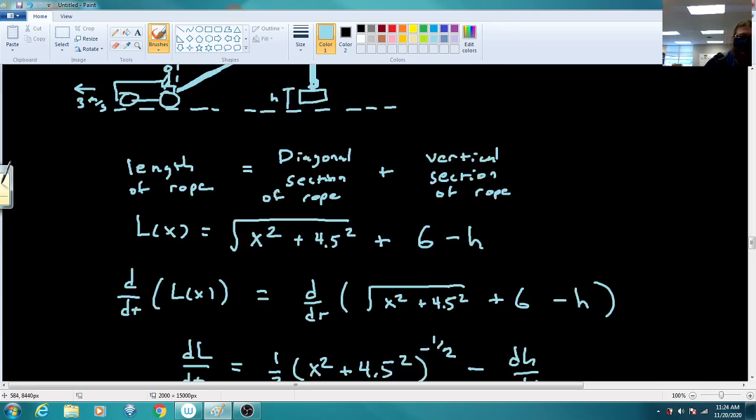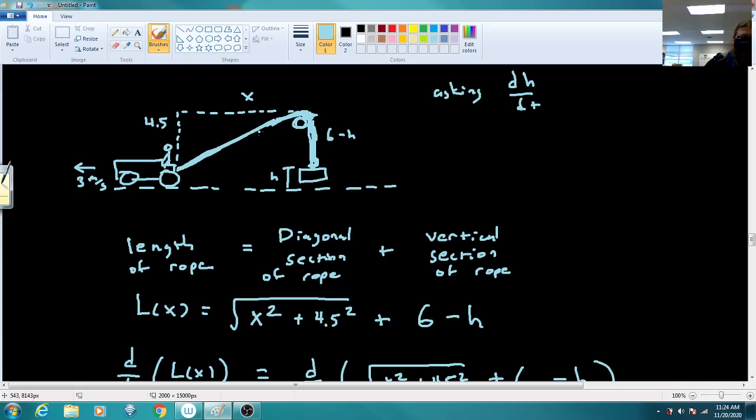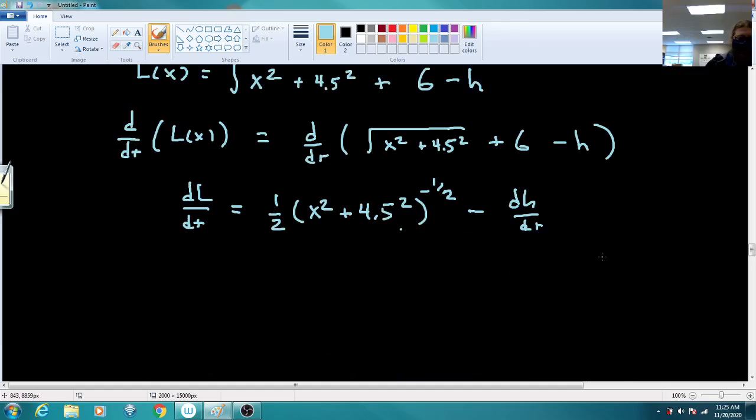Now, if we think about this, as you pull the rope through, it doesn't get longer or shorter. The rope stays the same length the whole time. The amount that's diagonal will increase, but the amount that is vertical will decrease by the same amount. So the length of the rope change with respect to time is 0. I'm going to simplify this back to square roots.